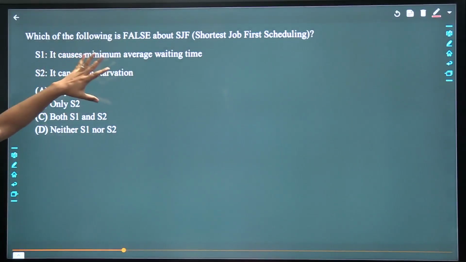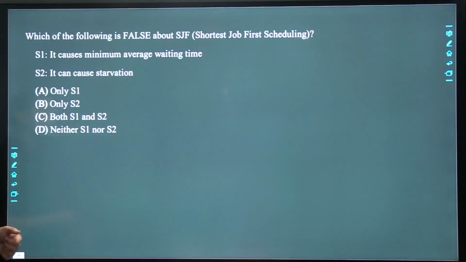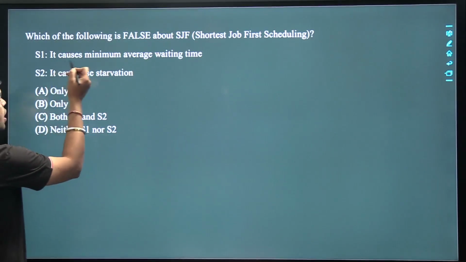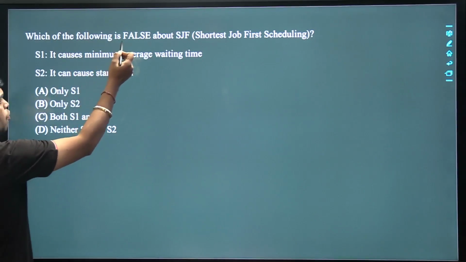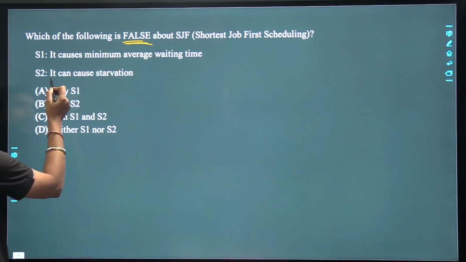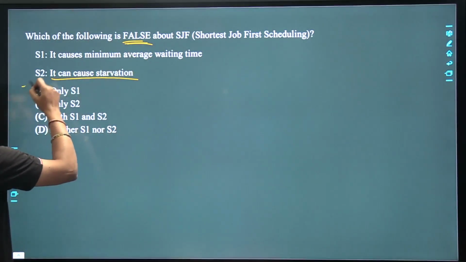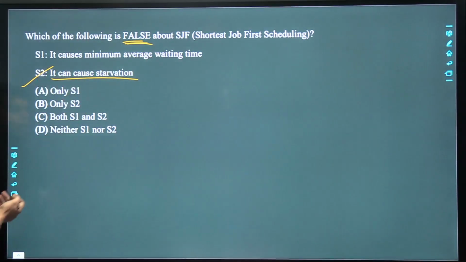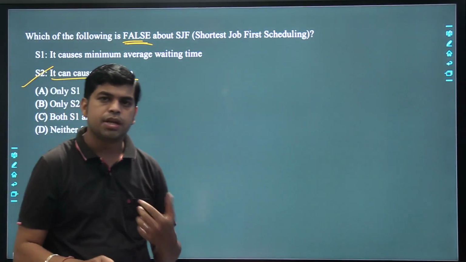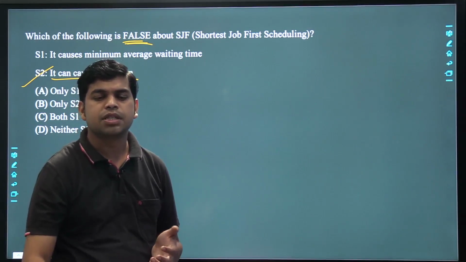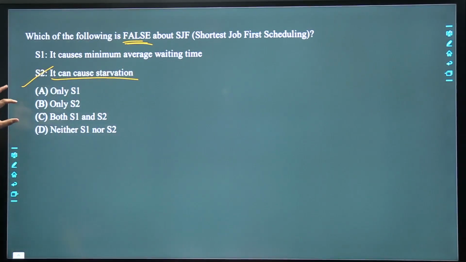Now the next question, which of the following is false about the SJF shortest job first scheduling technique? It causes minimum average waiting time. Which of the following is false? The other statement, it can cause starvation, so that is a true statement. It causes a minimum average waiting time, means it generates minimum average waiting time. Is it correct? So we need to find the false one.